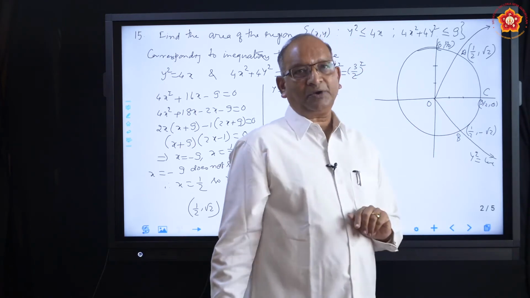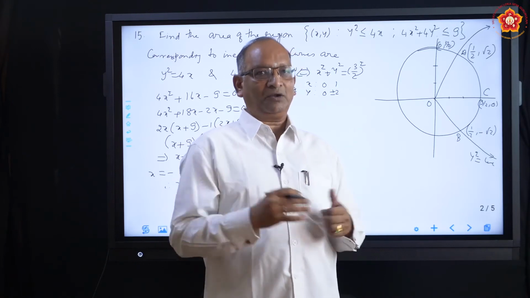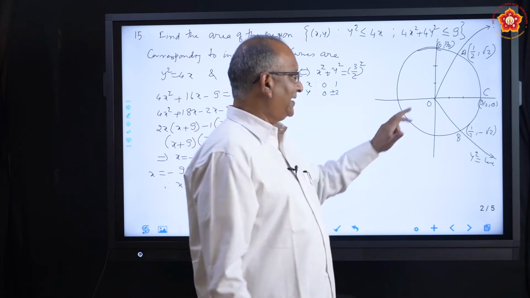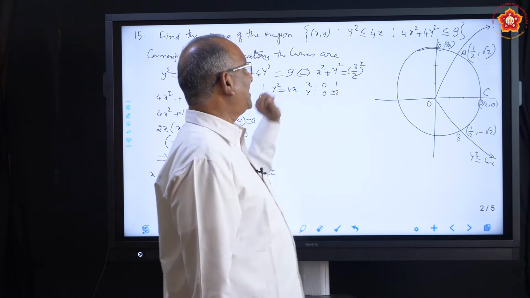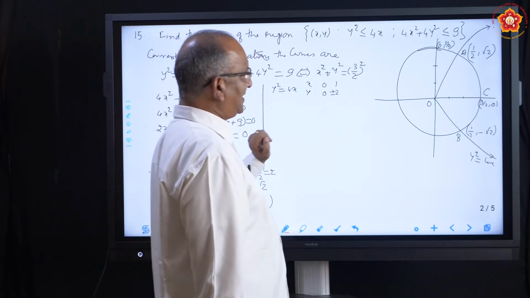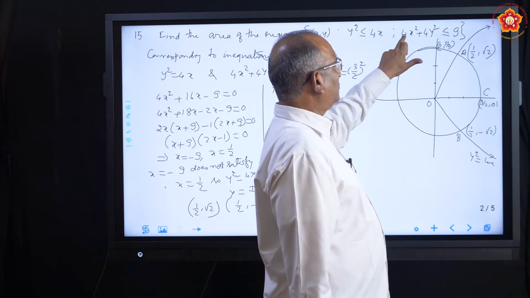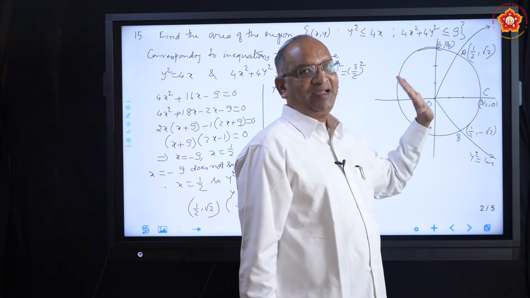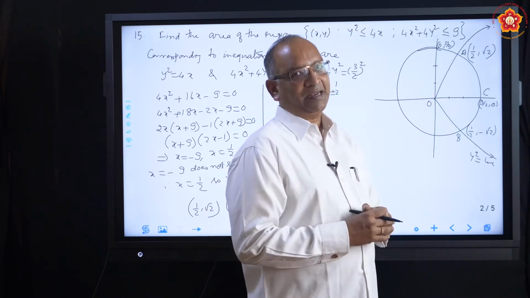How are you sure that we require the area inside and not outside? Because take any point in the interior. Let us say the point is (1, 0). Substitute in the equation of circle and see whether it satisfies. 4x square, 4 is less than or equal to 9. So it defines that it is the area inside. Same is the case with parabola.